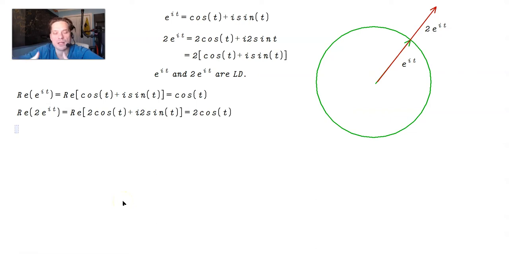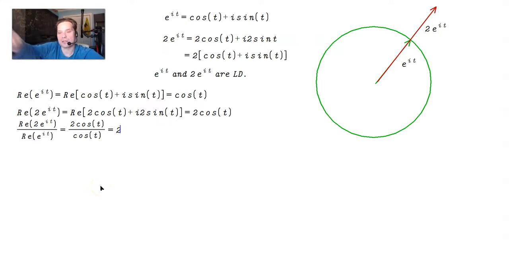Look what happens when you divide the real parts. Imagine you take the real part of 2e^(it) and divide by the real part of e^(it). That's just dividing 2 cosine t by cosine t, but that's just equal to 2. It's a constant ratio. That tells you that the real parts, which are real functions of t, waves, not arrows anymore, are linearly dependent also.